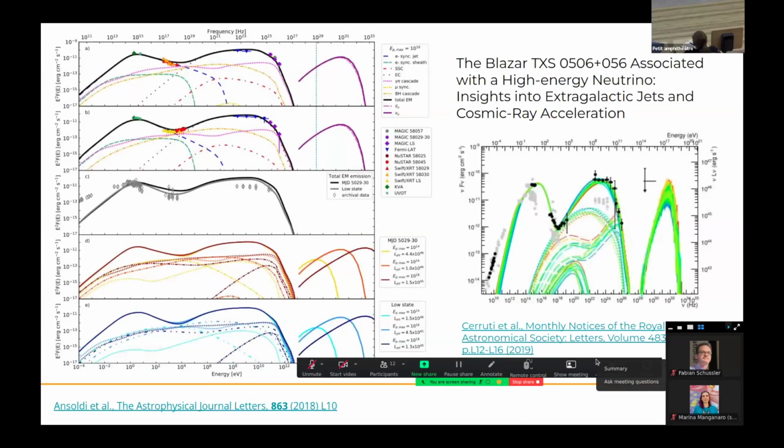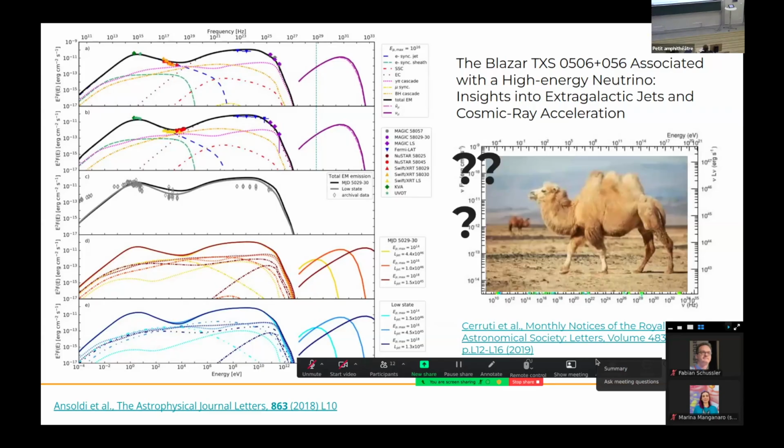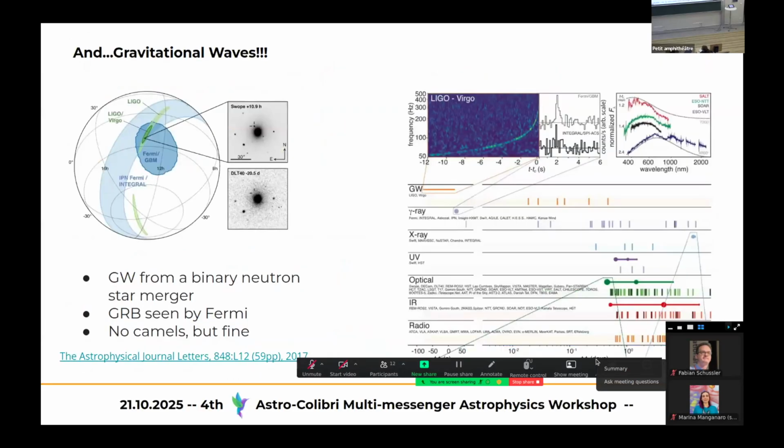So we have different theoretical models that were applied. This is one of the most famous, leptohadronic. And here you can see we have a special camel with three arms. But we saw only one of these mythological animals. So we are waiting for the next camel with three arms. And gravitational waves. Also here we had one single multi-messenger event. I don't have the camel here. It was very important, but it was quite some years ago. So we need something new soon.